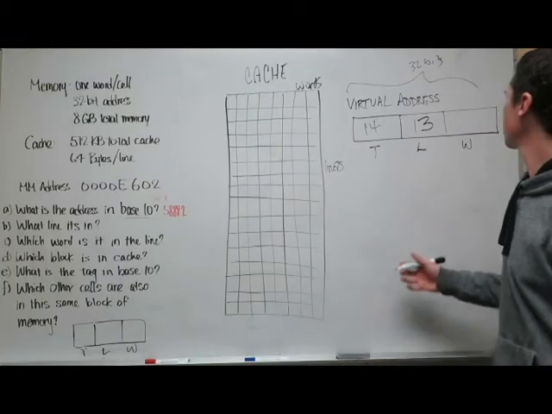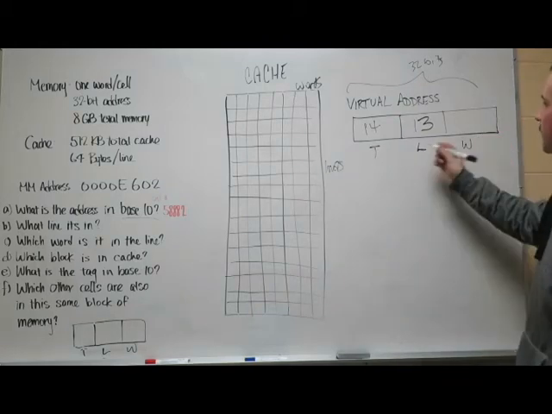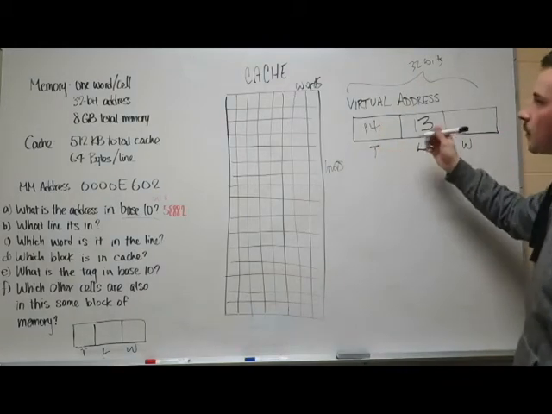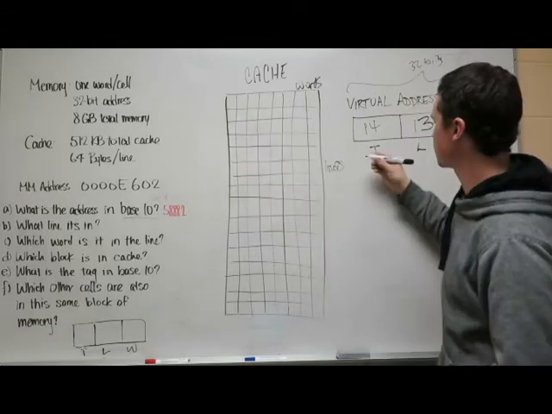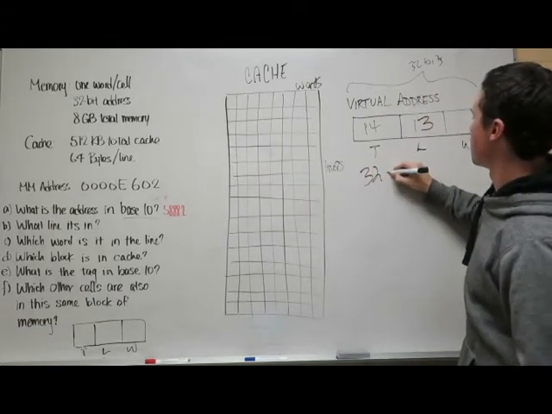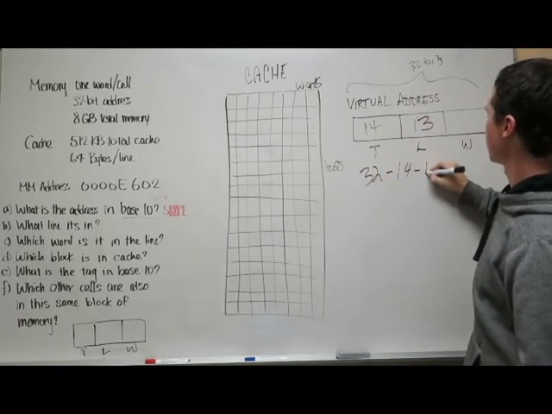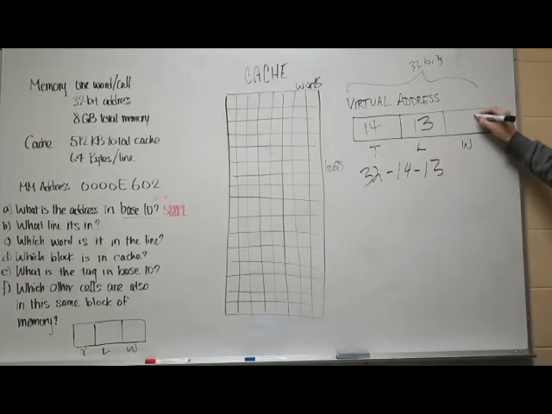So the last thing we need to find is the word. It's pretty easy to do now that we have the tag and the line. All we need to take is the 32-bit address, minus 14 from it, and also minus 13 from it. And that will give us 5.